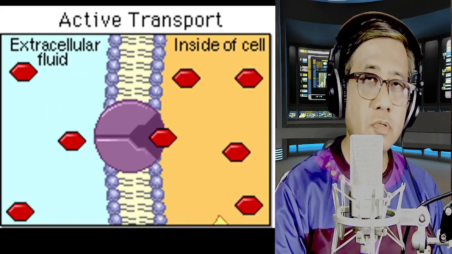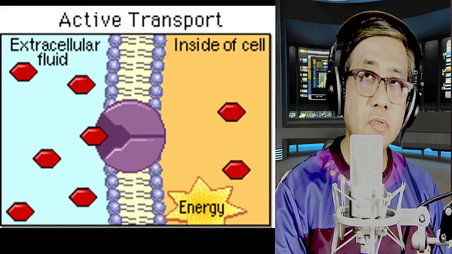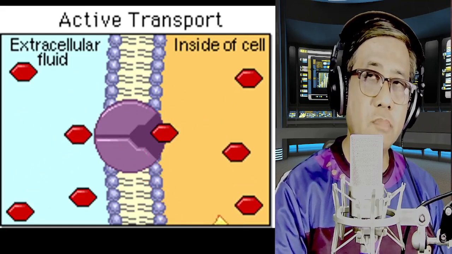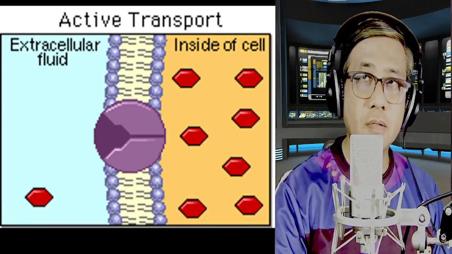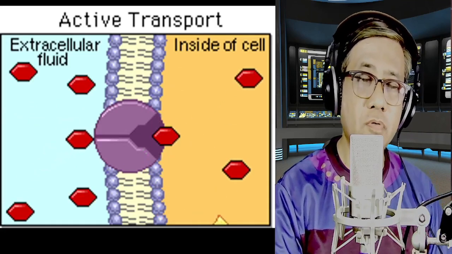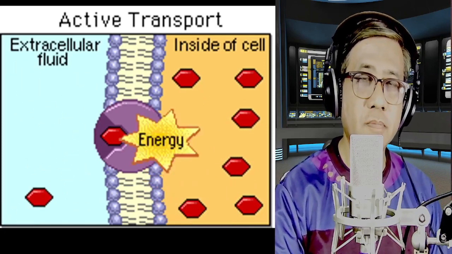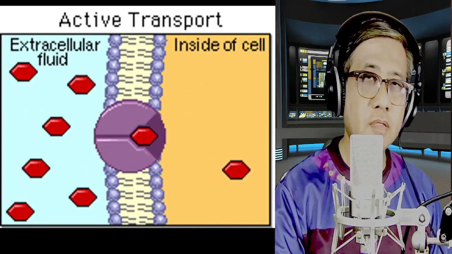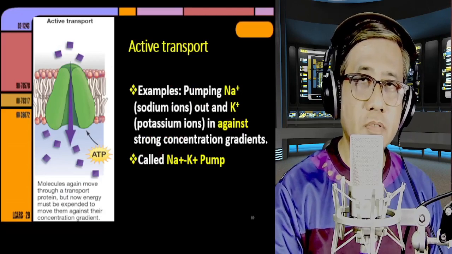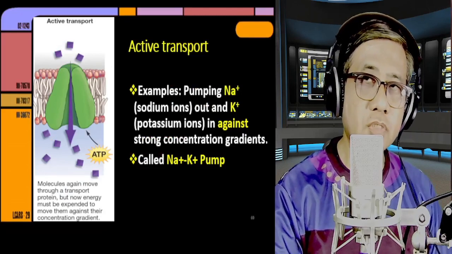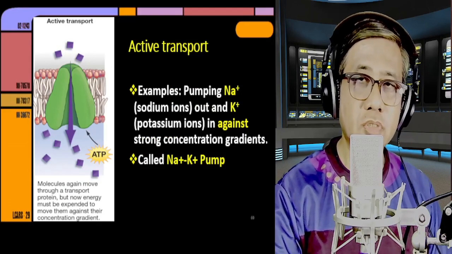In short, these molecules are moving against the concentration gradient. It is like the molecules are being pumped from a region of low concentration to high concentration. The molecules are moving uphill. This is an uphill transport of molecules. And one good example of active transport across the membrane is the sodium-potassium pump. The sodium-potassium pump pumps sodium ions out and potassium ions in against the strong concentration gradient.